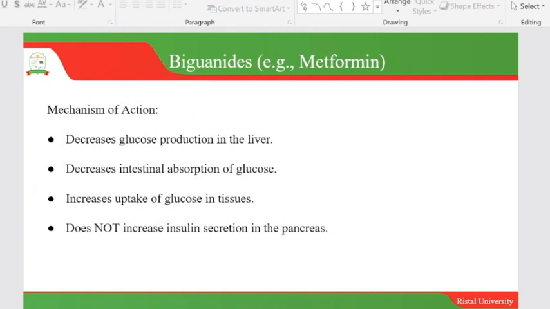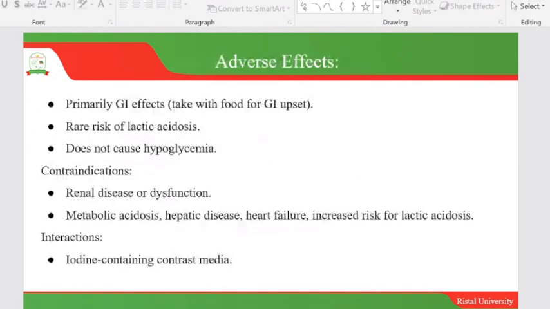So what these drugs do is they play around with the liver. The liver has to decrease the processing of glucose. The intestines have to decrease the absorption of glucose. So most of the glucose has to be taken into the tissues. So to make sure that the tissues take in enough of the glucose, but they do not interfere with anything to do with production of the insulin in the pancreas.